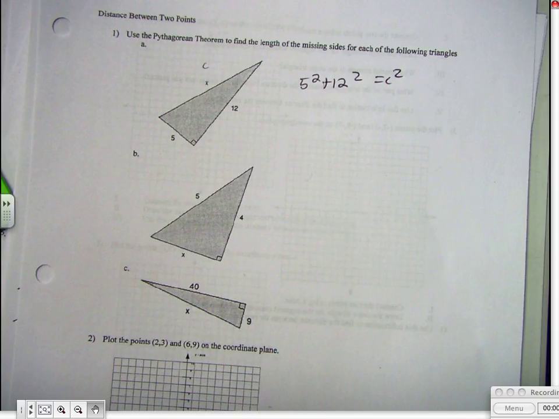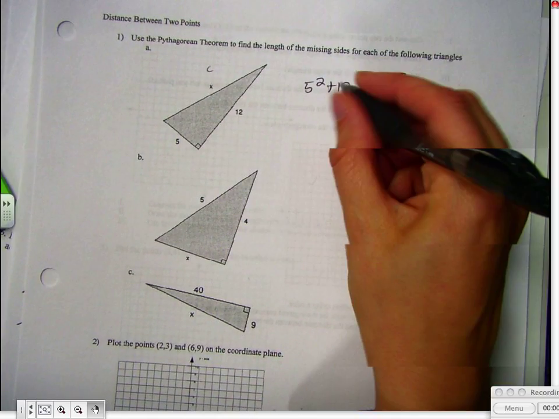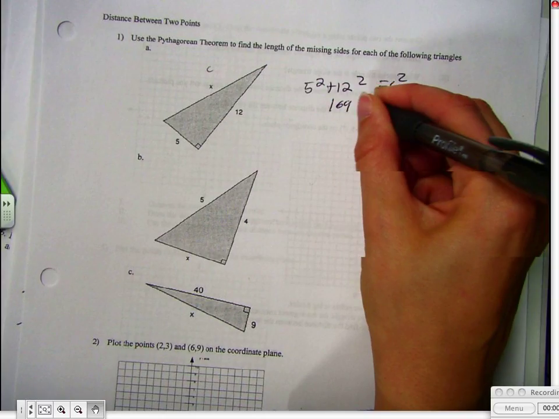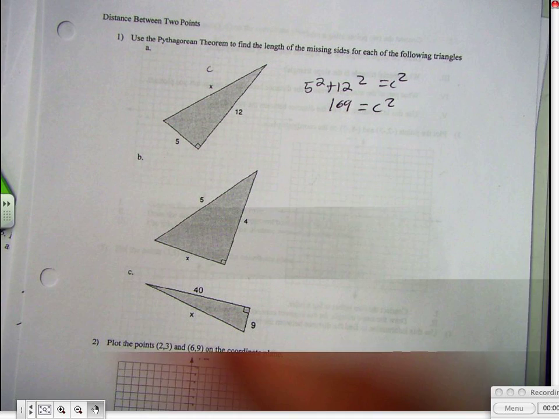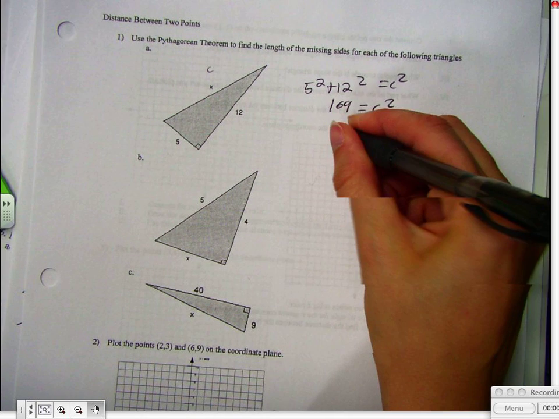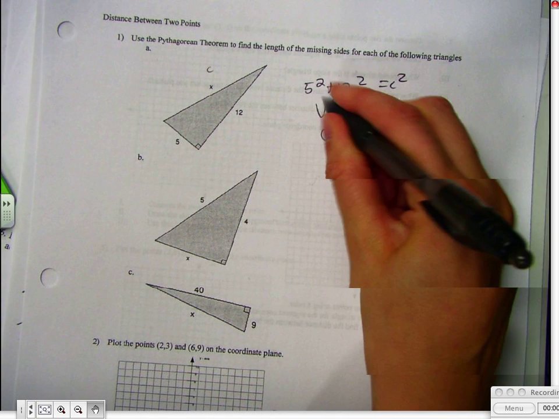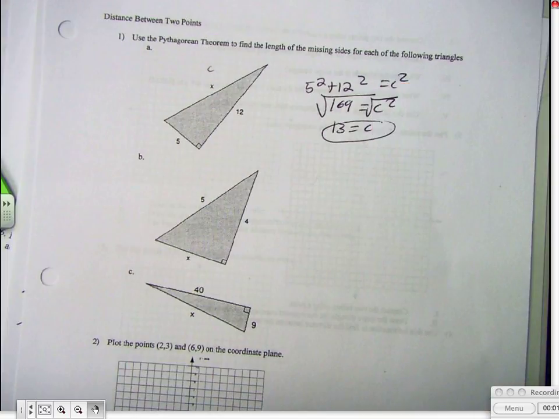Okay, so I'm going to put in my calculator 5 squared plus 12 squared, and I come up with 169 equals C squared. The square root of 169 is 13. You take the square root.